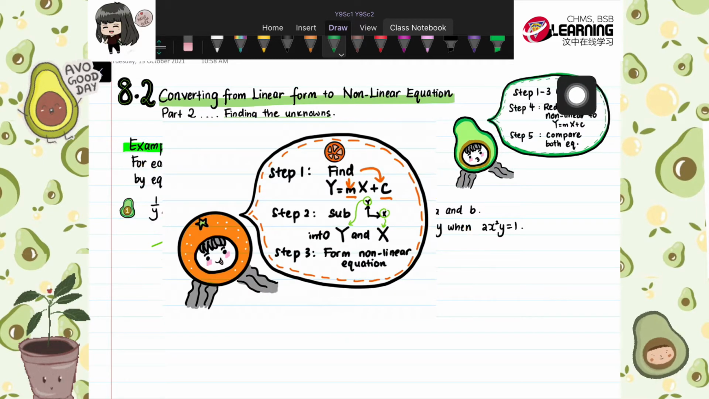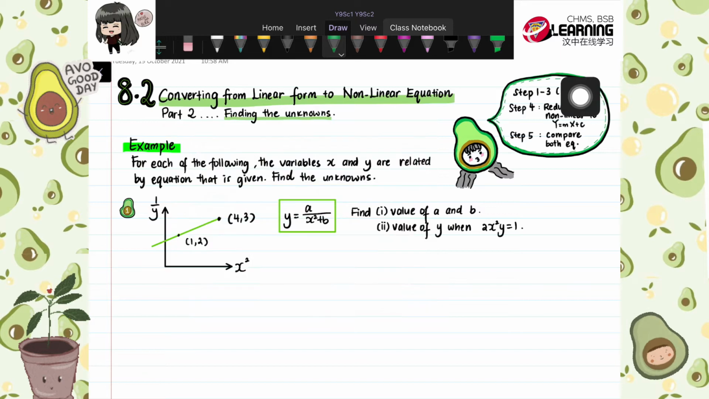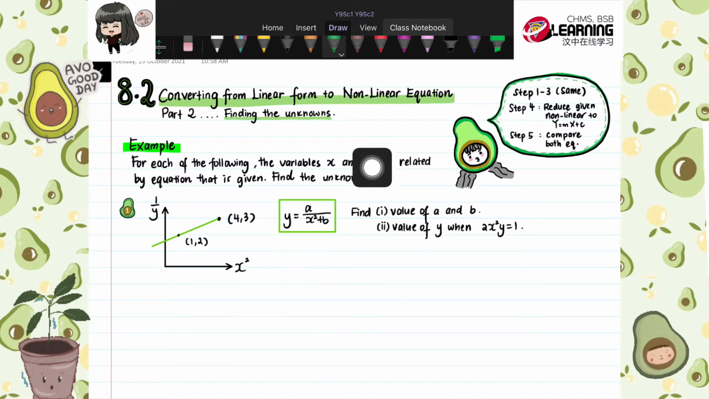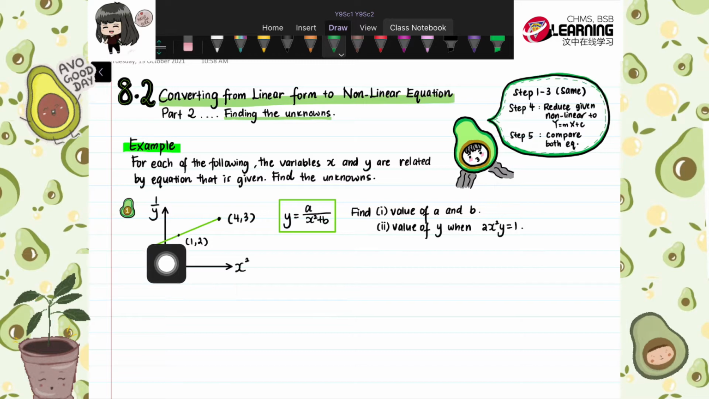Step 1 to step 3 is finding m and c and subbing in the value of this y and x into your big Y, big X. Then you form an equation, right? Step 1 to step 3 is still the same. You still do the same thing. We add on another 2 steps here.